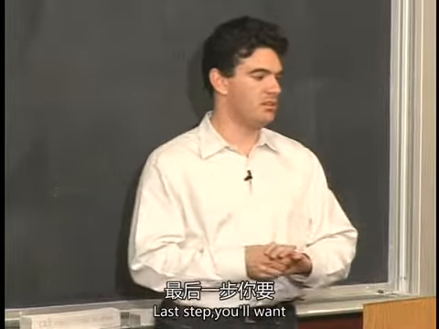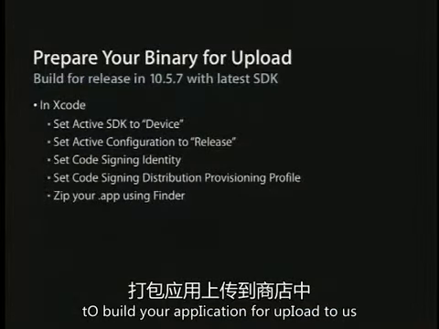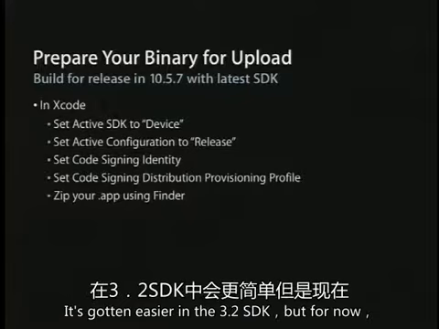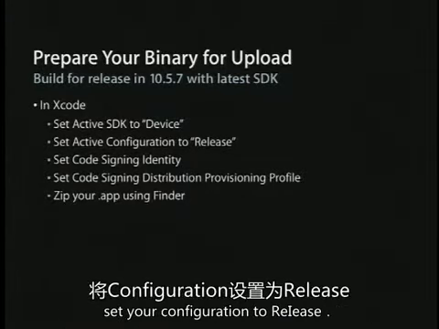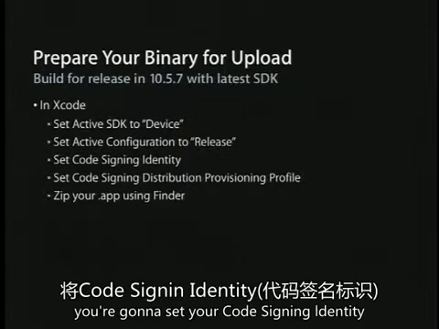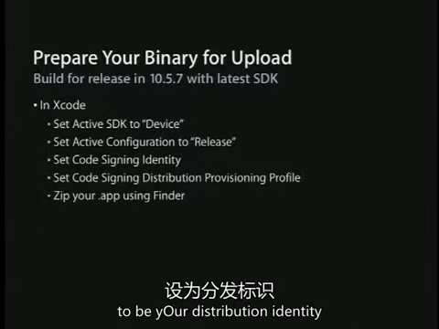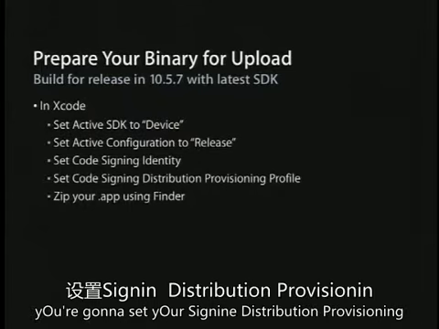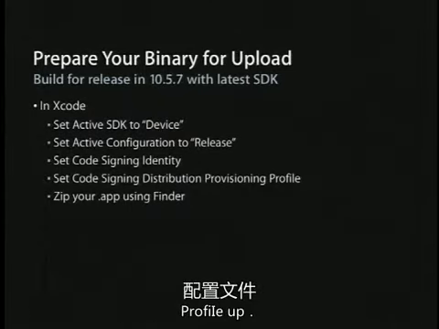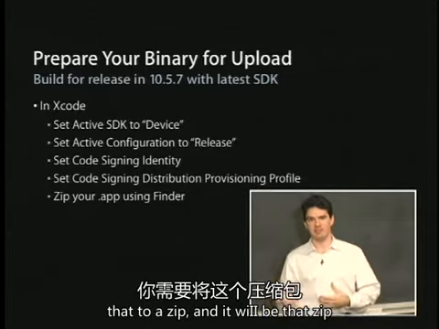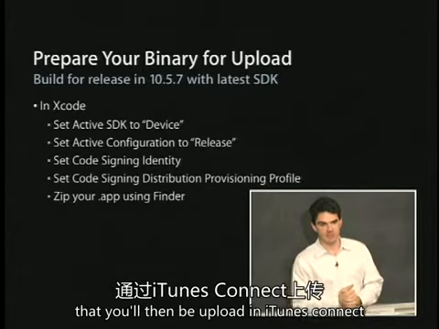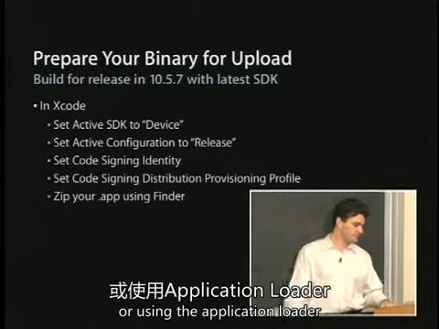Last up, you'll want to build your application for upload to us. It's gotten easier in the 3.2 SDK, but for now, you basically will set your active SDK to device, you're going to set your configuration to release, you're going to set your code signing identity to be your distribution identity, and you're going to set your signing distribution provisioning profile up. Once your app has been built, you're going to compress that to a zip, and it'll be that zip that you'll then be uploading in iTunes Connect or using Application Loader.